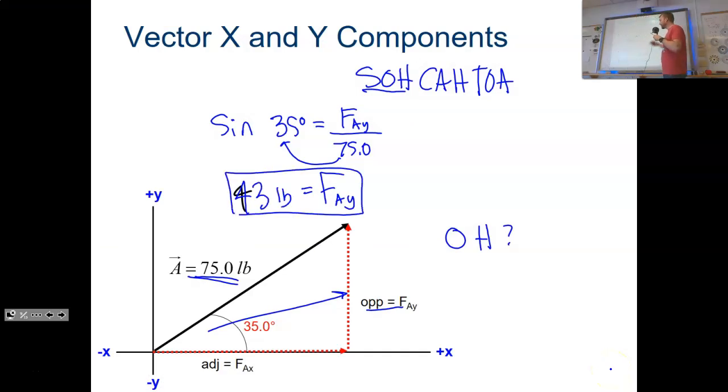So this thing is pulling up. How much is it pulling up? With the force of 43 pounds. That's good to know. We're lifting up at 43 pounds.